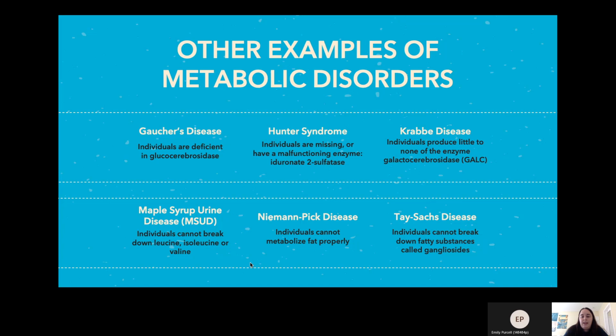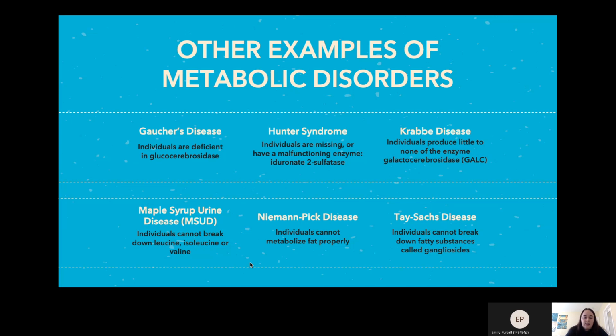Another metabolic disorder is Krabbe disease, where individuals produce little to none of the enzyme galactocerebrosidase, or GALC. With Krabbe disease, it's inherited when there are 2 copies of an altered gene, so 1 copy from your mother and 1 from your father. And because of the lack of this enzyme, there is a buildup of galactolipids, which destroy the myelin sheath surrounding your neurons in your brain and your nervous system. So it's very detrimental to the nervous system and nerve function.